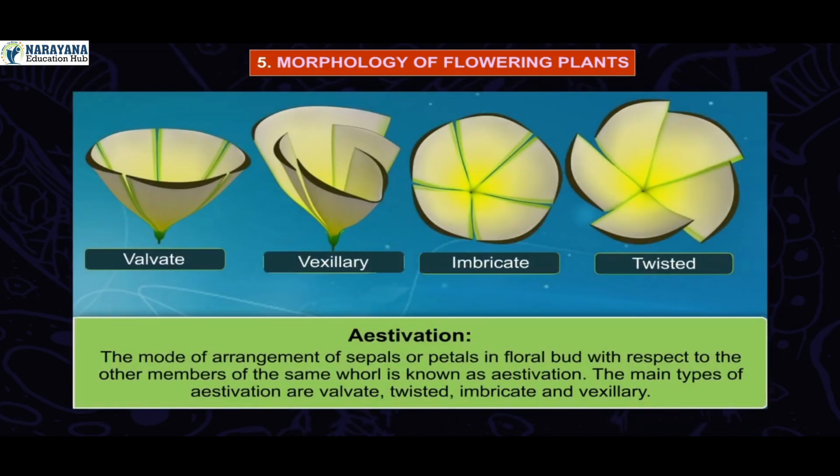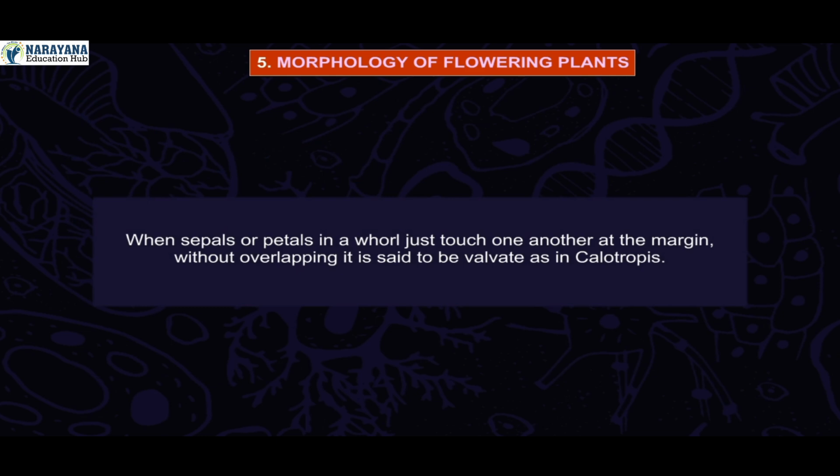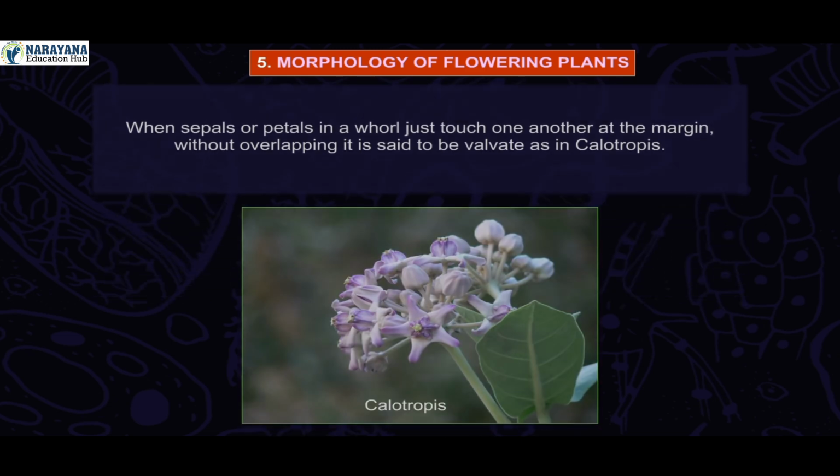Estivation. The mode of arrangement of sepals or petals in floral bud with respect to the other members of the same whorl is known as estivation. The main types of estivation are valvate, twisted, imbricate, and vexillary. When sepals or petals in a whorl just touch one another at the margin without overlapping, it is said to be valvate, as in calotropis.